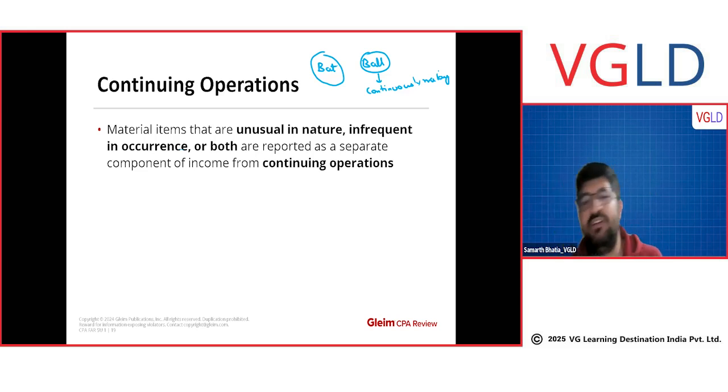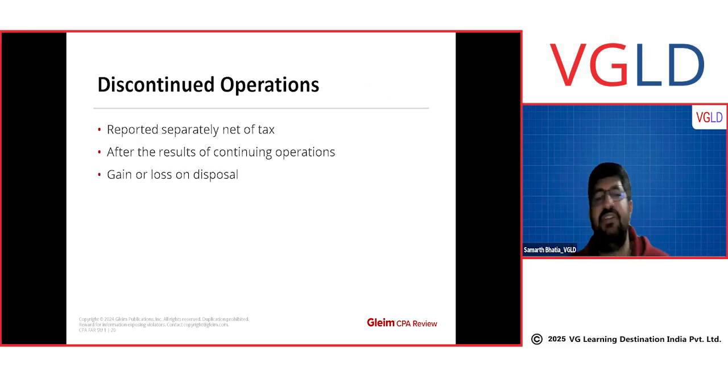So this division will be classified, whatever assets we have in this division, as held for sale. And it represents a major line of business or geographical area. Discontinued operations include any major line of business, like we are closing down one of the divisions of the company, or closing down a geographical location. That is something covered under discontinued operations.